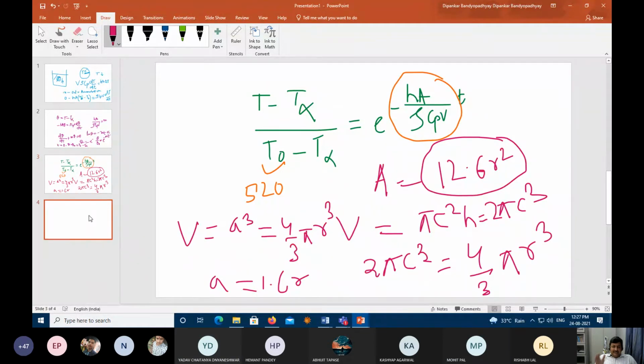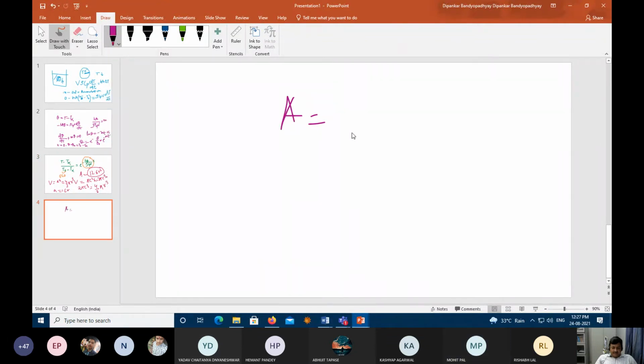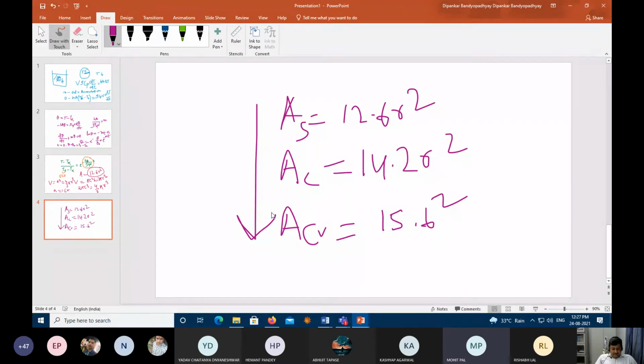Now you summarize. For the sphere, how much is your area? About 12.6 R square, correct? For the cylinder, how much is the area? Somebody has calculated 14.2 R square, right? Yes, sir. And for the cube, what is the area? 15.36, 15.6 R square. So what does it tell? The surface area of the sphere is minimum, even though the volumes are equal.